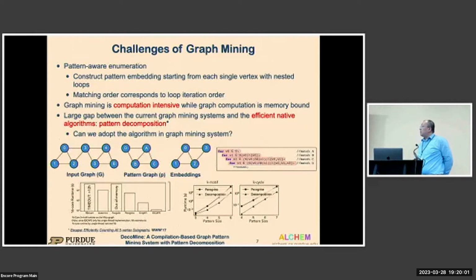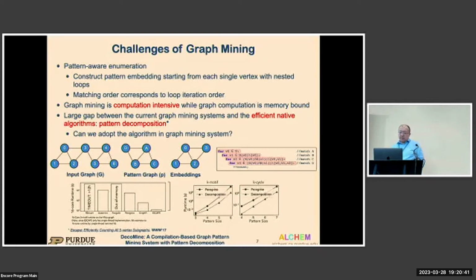So what is the challenge of graph mining? One of the challenges, I believe, is that there is still a big performance gap between the current systems and the efficient algorithm. Here, you can see that we run different systems on a task, and then we compare the performance with the efficient algorithm based on pattern decomposition. You can see that the system performance is improving, but there is a large gap between the best system performance and the algorithm performance. So the goal of this work is to try to close that gap.